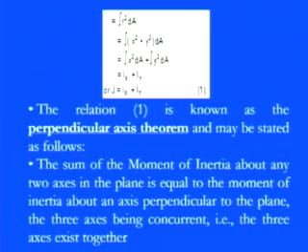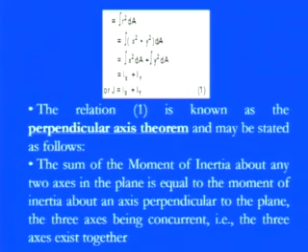So polar moment of area is nothing but equal to Ix plus Iy, or we can say Z is equal to Ix plus Iy. You see all three: one is along the x axis, one along the y axis, and the third is perpendicular to the plane of the figure. All three second moments of area come together, and this relation is known as the perpendicular axis theorem.